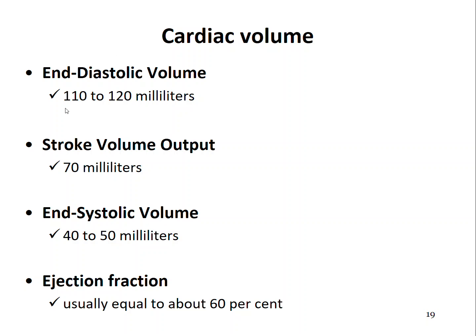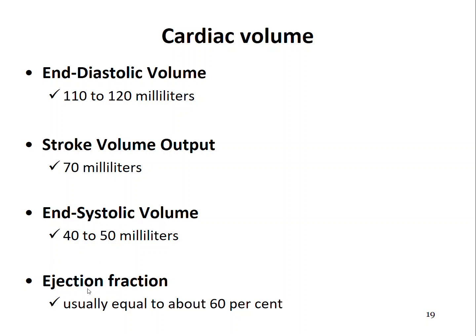So notice again the amount of blood inside the ventricle. At the end of the diastole, we call it the end diastolic volume, 120 milliliters. Then we pump some of it, about 70 milliliters, which we call the stroke volume output. And then there is a remainder after systole in the ventricle, which we call the end systolic volume.